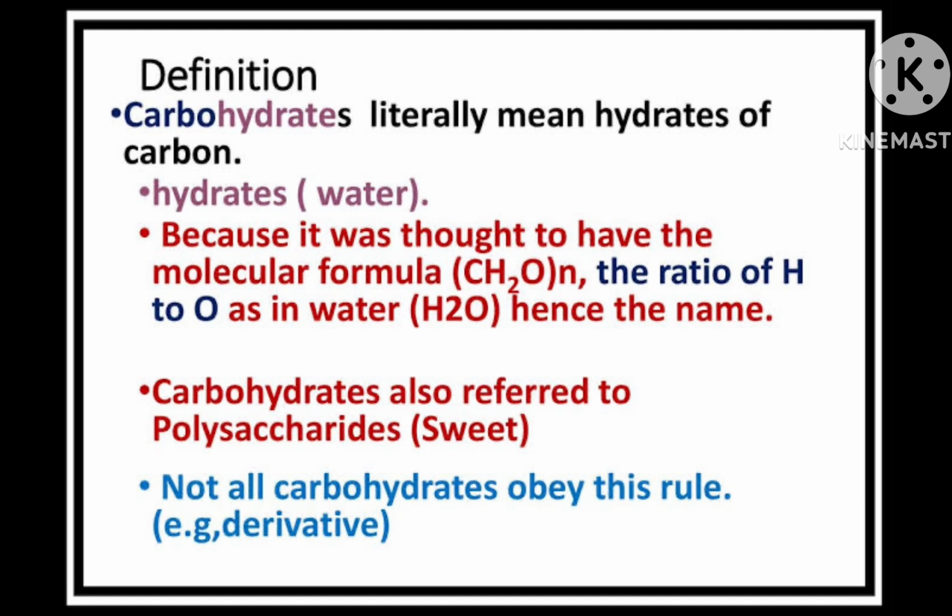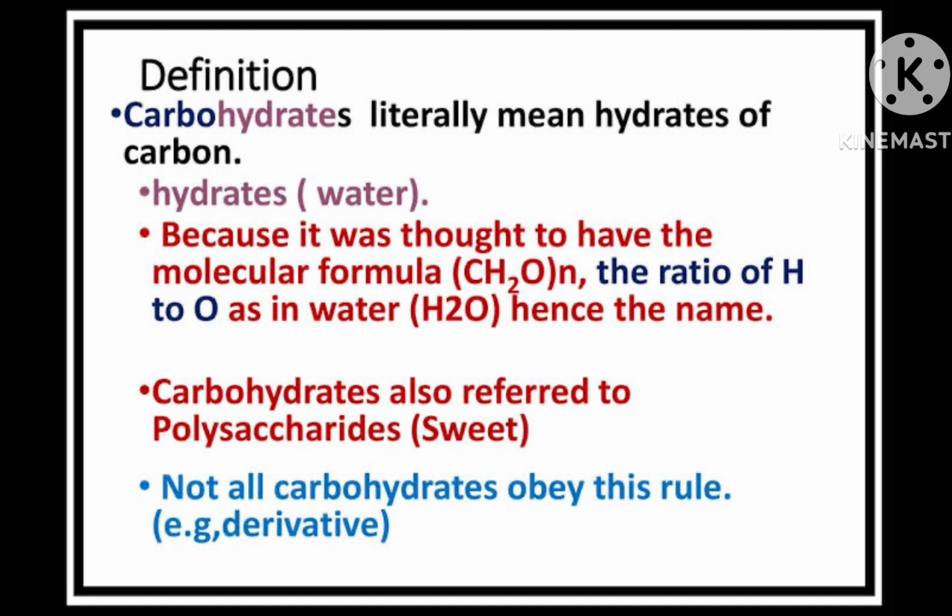What it means? It means any organic compound comprising carbon, hydrogen, and oxygen with the ratio 2:1 is simply called a hydrate of carbon, with the general formula CnH2nOn. But from a practical point of view, the molecules of hydrogen and oxygen can't always be in the ratio 2:1, and this is not applicable for derived carbohydrates.